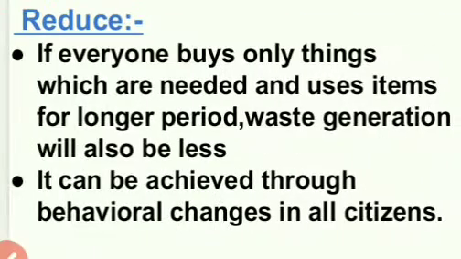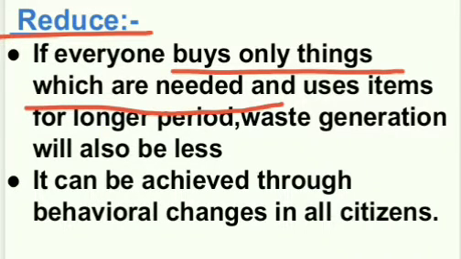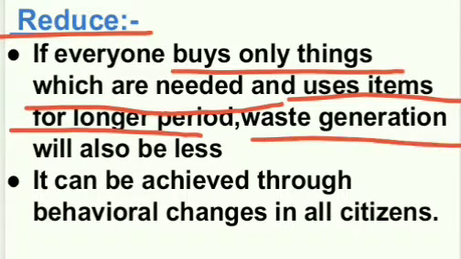As told, in the waste management hierarchy, the first step is reducing the waste. Waste generation is the product of human activity. Hence, the quantity of waste produced can be controlled by people. If everyone buys only things which are needed and uses items for a longer period, waste generation will be minimum. So to produce less waste, we have to use the things which are really essential to us, and use materials in an optimum manner.